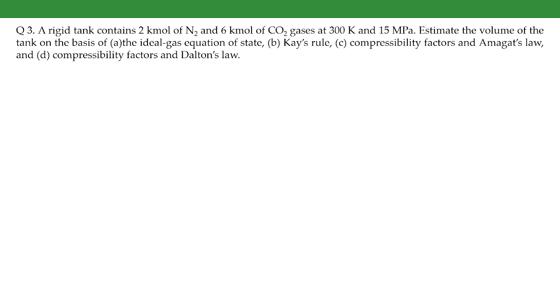A rigid tank contains 2 kmol of nitrogen and 6 kmol of carbon dioxide gases at 300 Kelvin and 15 megapascal. Estimate the volume of the tank on the basis of the ideal gas equation of state, Kay's rule, the compressibility factor and Amagat's law, and the compressibility factor and Dalton's law.